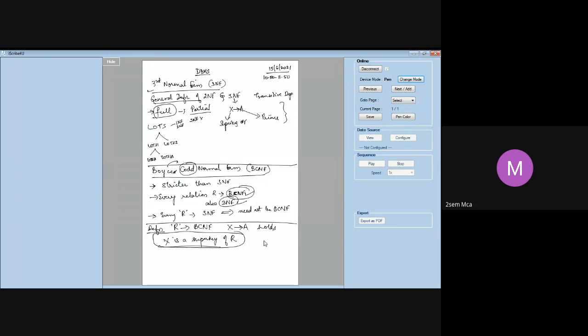All right. Now, can you tell me what is the difference between BCNF and 3NF from this definition? Any of you? I already told you these definitions. It is stricter than 3NF. Every relation which is in BCNF is also in 3NF, but every relation which is in 3NF need not be in BCNF. And then we went into the definition of BCNF: if a functional dependency X determines A holds, then X is a super key of R. Can you tell me one more difference between BCNF and 3NF now? Anyone?